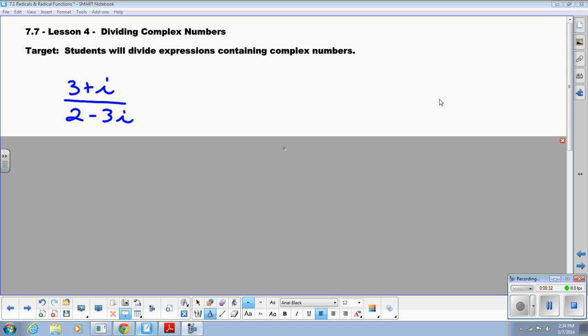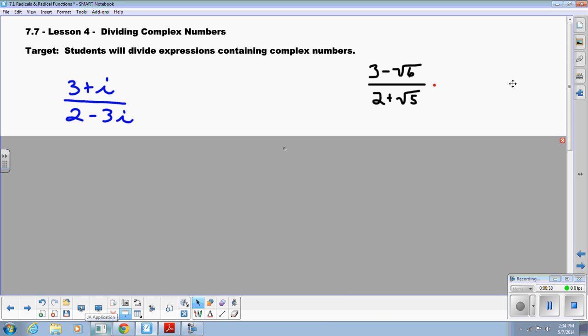So to review how you did that, back in lesson 7-5, you had a problem that looked like this, an expression: 3 minus the square root of 6 over 2 plus the square root of 5. And what we did is we multiplied by the conjugate. In other words, we multiplied both the top and the bottom by the conjugate of the denominator. Instead of 2 plus the square root of 5, we multiplied by 2 minus the square root of 5.